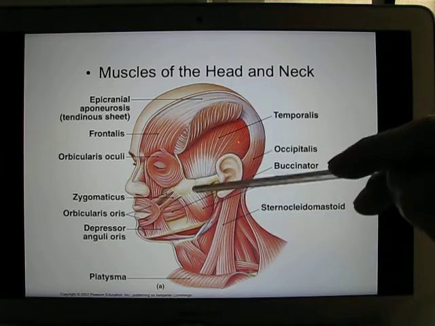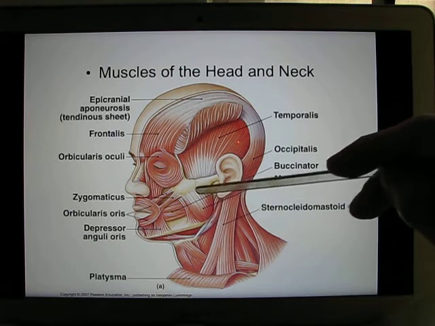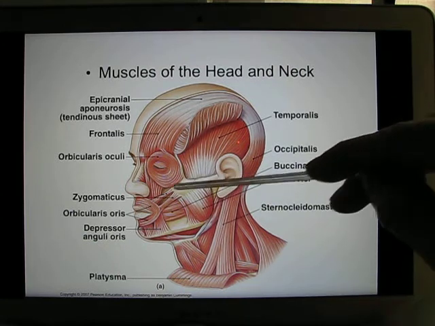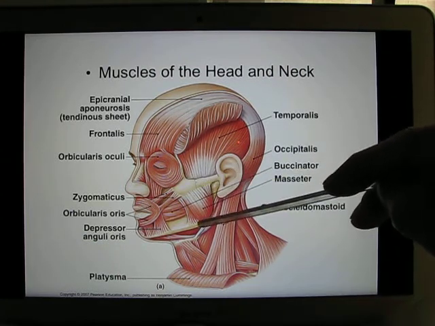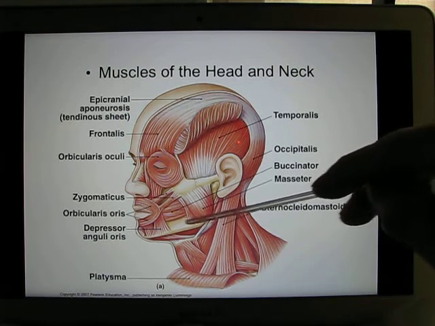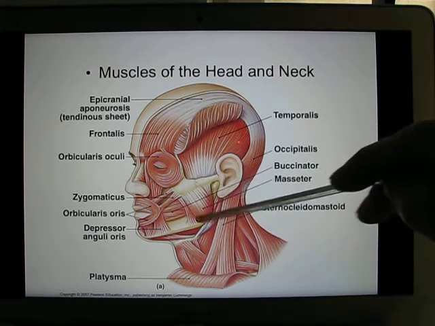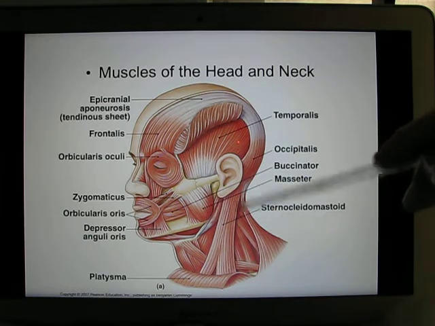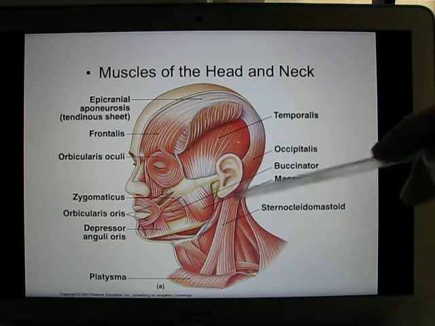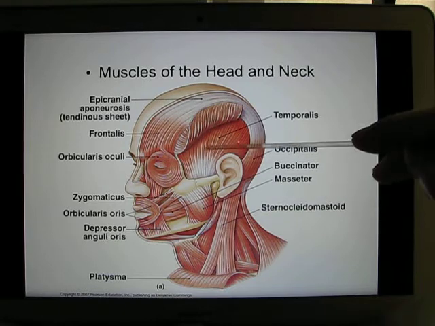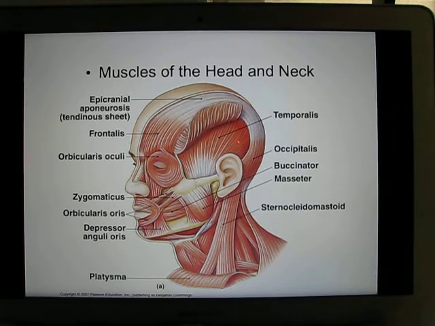And now let's look at this one called the masseter. That's the one that goes to your zygomatic process and connects your jaw, your mandible, to the zygomatic process. So when you chew, you use the masseter. And now let's look at this one. This is called the sternocleidomastoid. That's the muscle that moves your head in your neck.